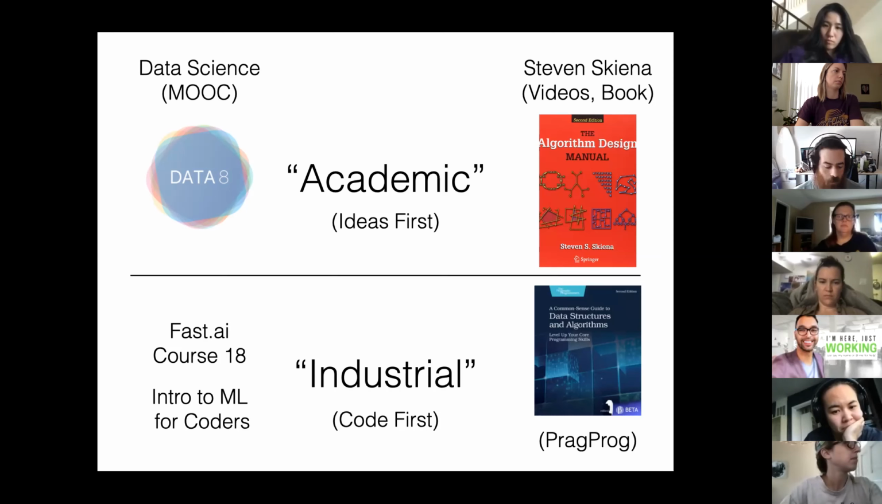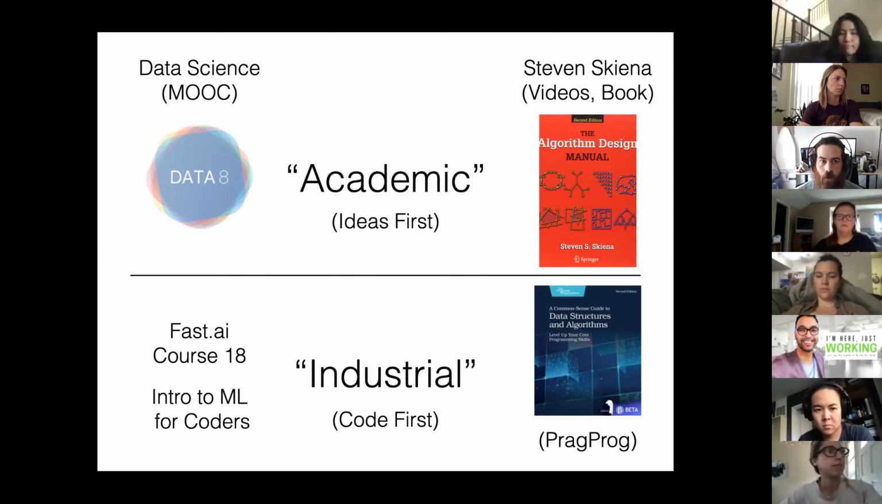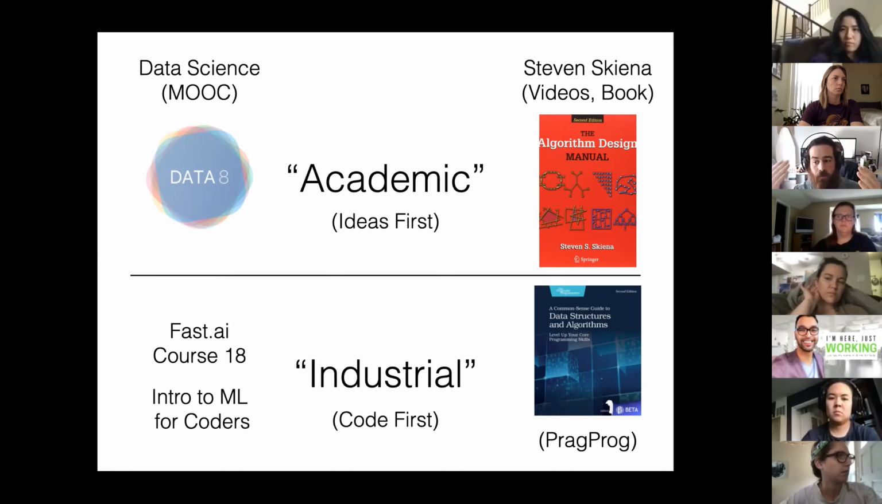And then also on the combinatorial side, from a more code-first perspective, there is an excellent book from the Pragmatic Programmer Press called A Common Sense Guide to Data Structures and Algorithms. They're actually in the middle of putting out a second edition right now. And again, that starts with the code. Skiena's book starts with the ideas. So these four resources are an excellent way to get started in self-study of algorithms in both the combinatorial and statistical sides of the discipline.